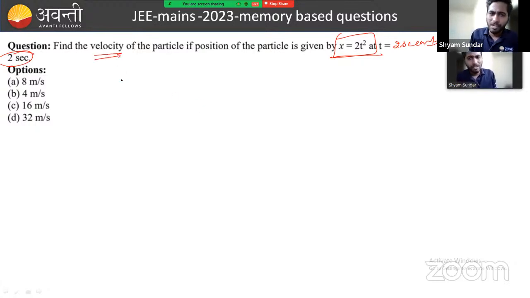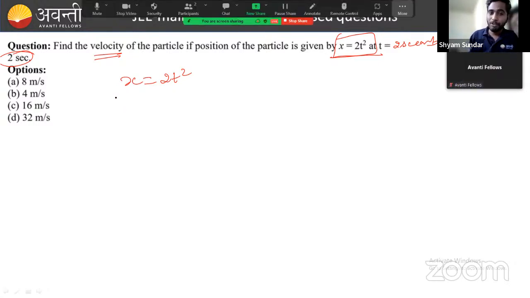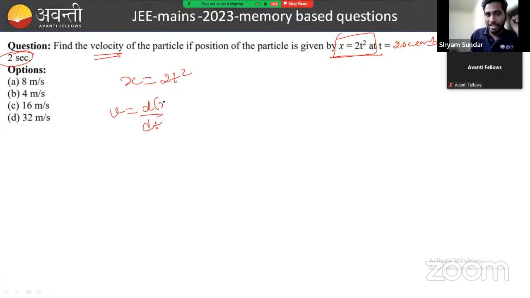Look here, x equals 2t squared. It is the position. If you want to calculate the value of velocity, you need to differentiate this position with respect to time. If you differentiate this, let's say velocity equals dx/dt, where x equals 2t squared.